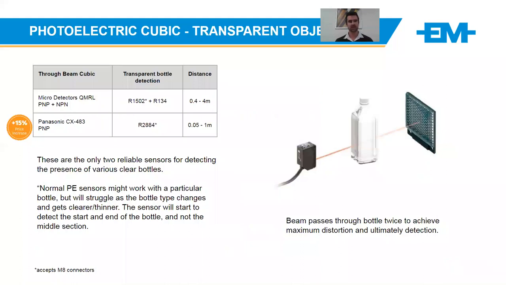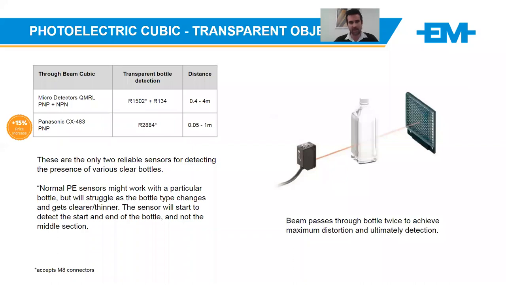All right, I said we'll chat about transparent object detection. In our catalog, we've got two types of sensors specialized for transparent object detection. The MD is on page K6, and the Panasonic would be on K17. So these are the only two products that I would advise for transparent bottle or object detection.